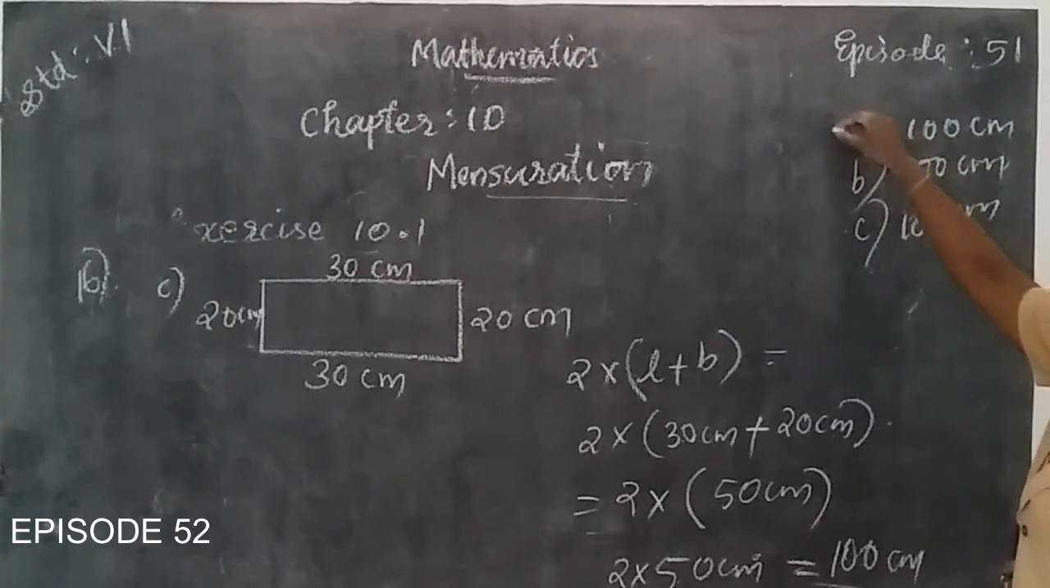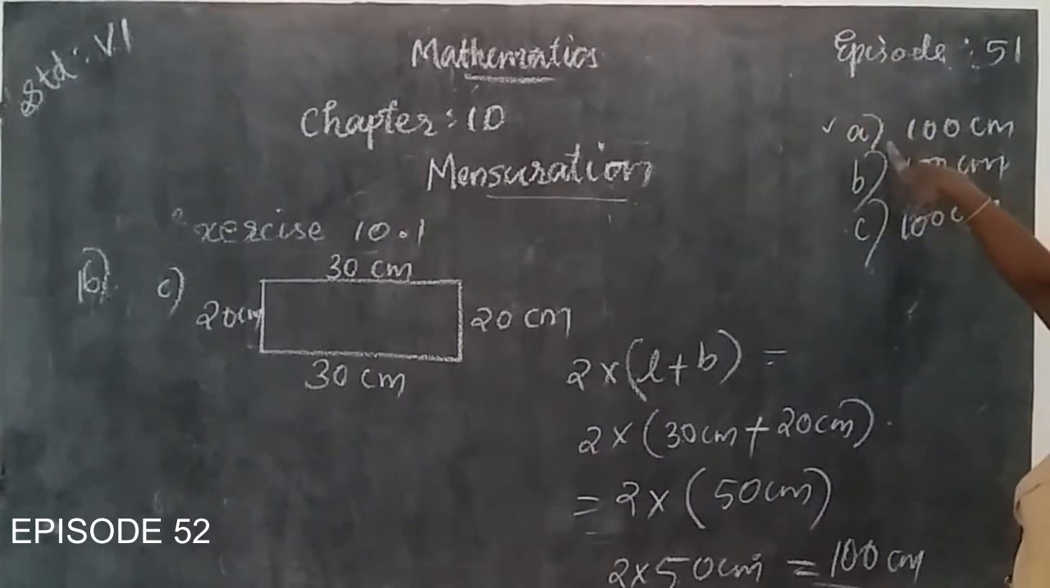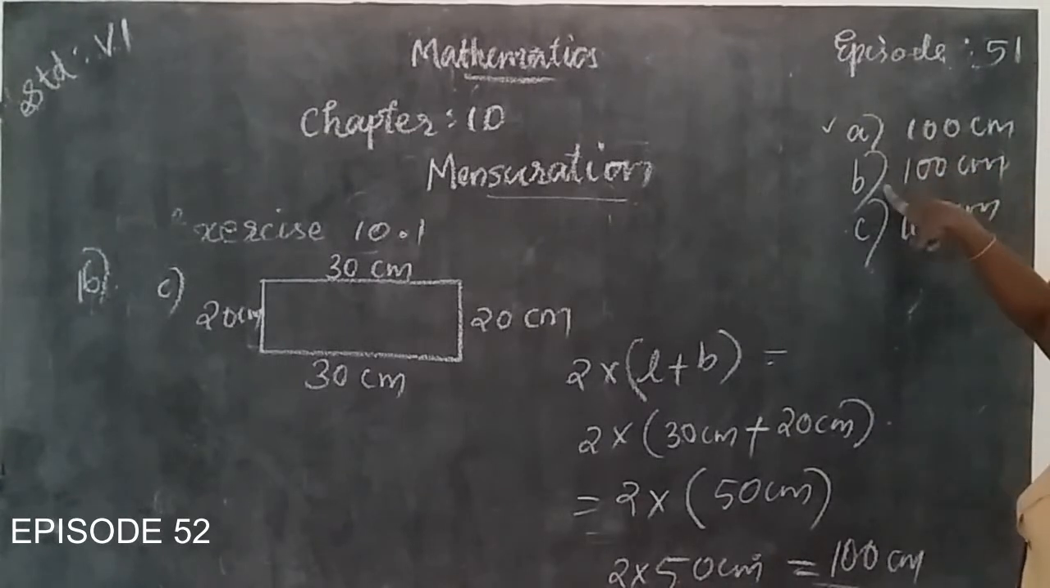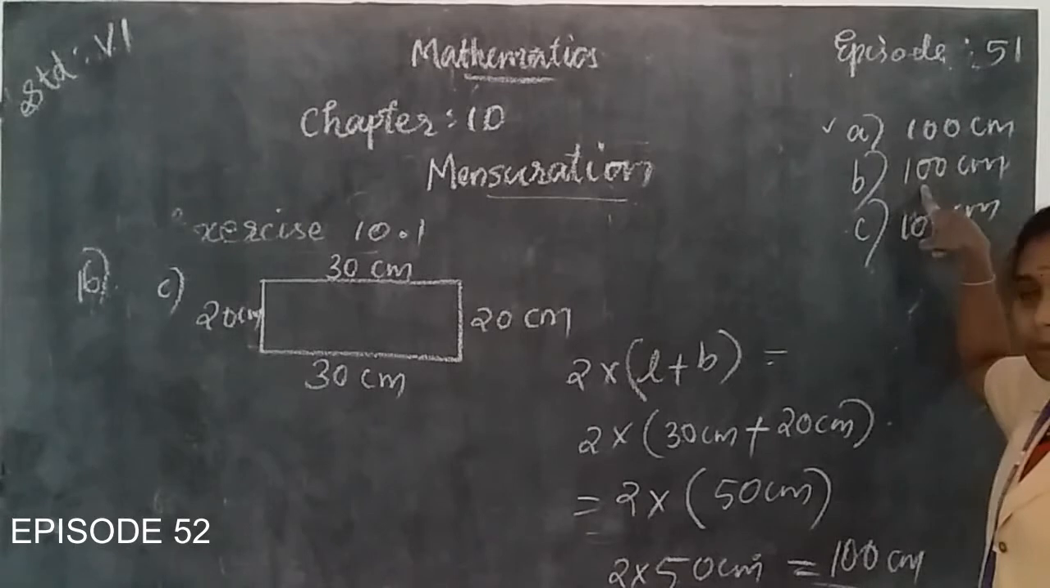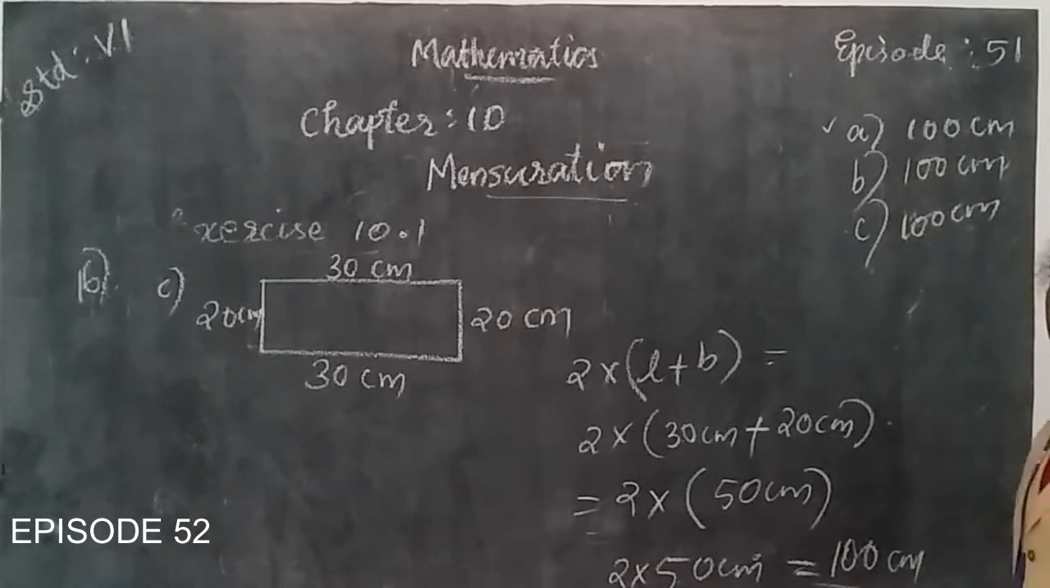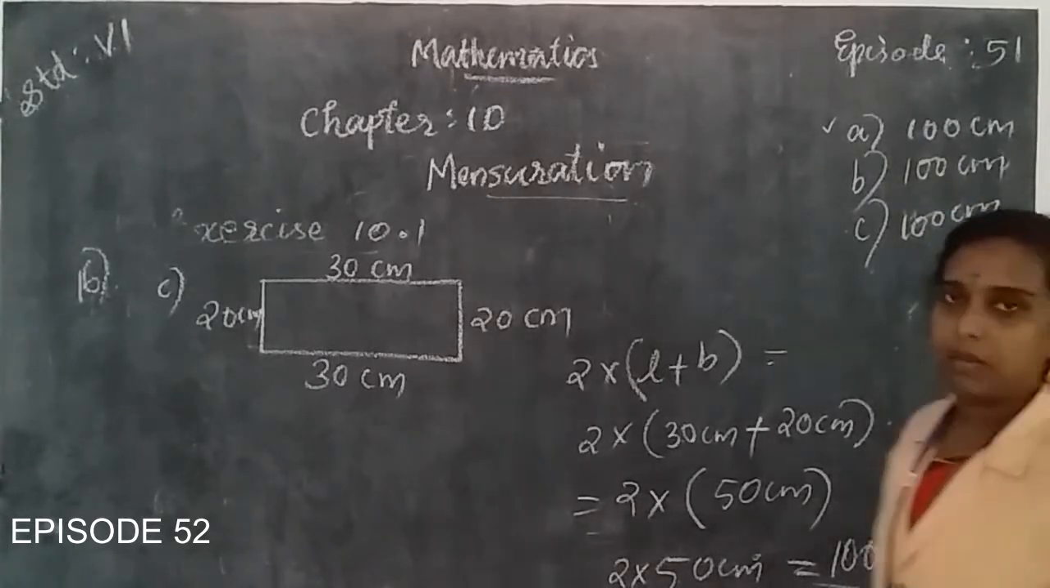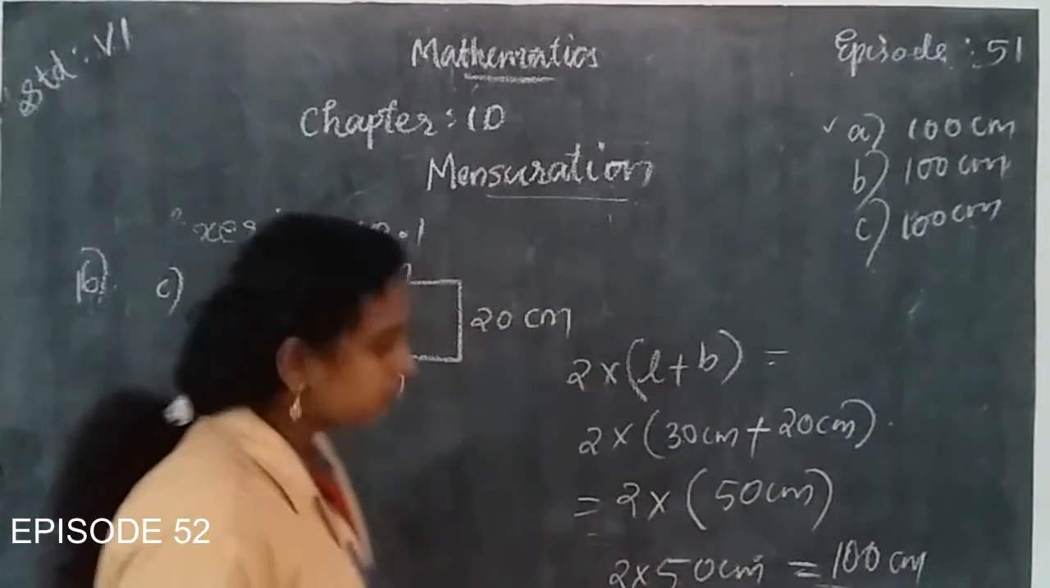So the answer of question number C is also 100 centimeter. Then the third one we get also 100 centimeter as the perimeter. Then the next figure.